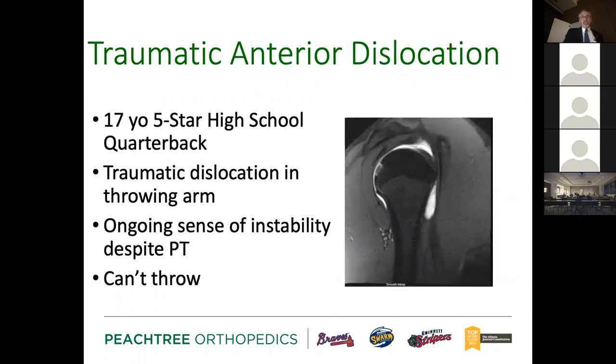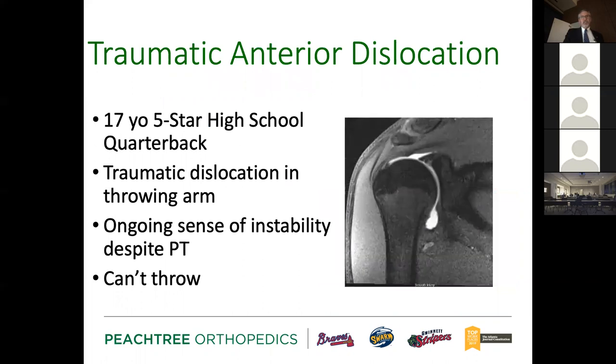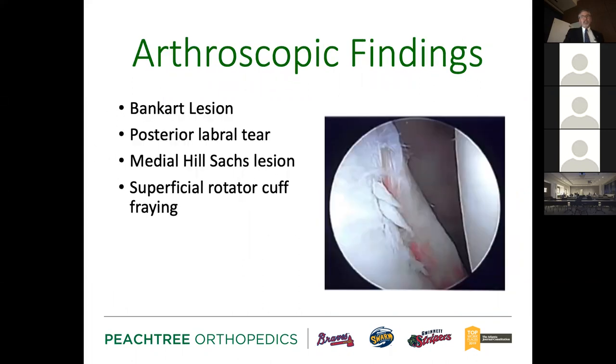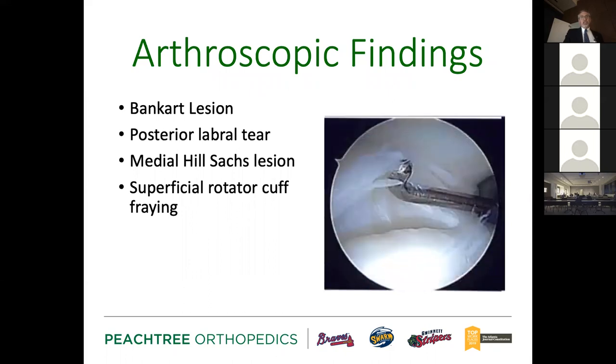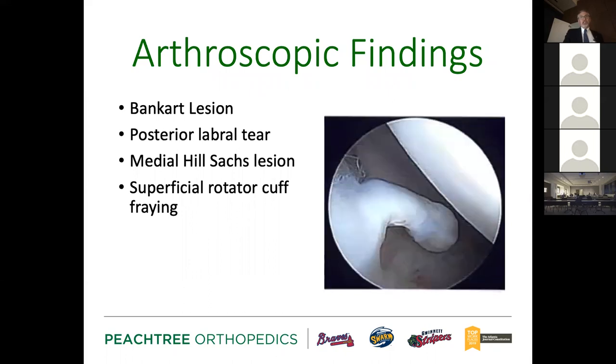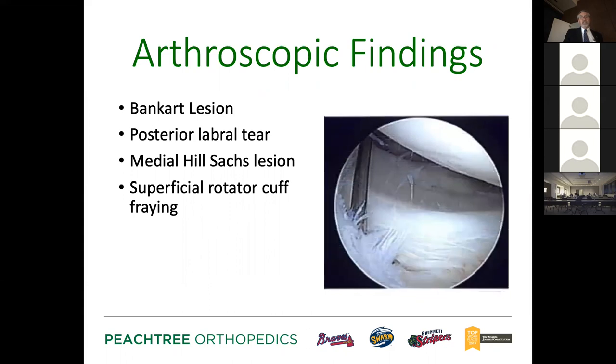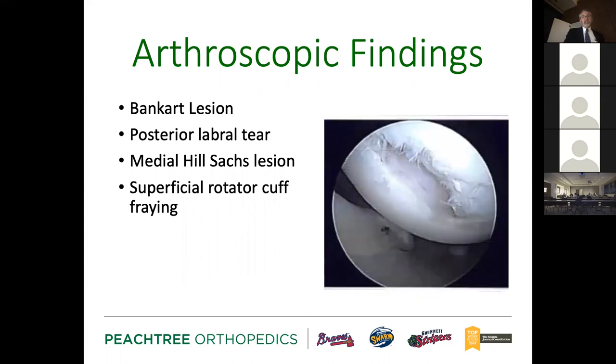Did poorly. You see, he's got that indentation in his humeral head there. Again, patulous capsule, and this is what we found at the time of surgery. So he's got a Bankart lesion. Superior labrum, sort of meniscoid, but okay. Again, tear there, tear in the back as well. So very similar to the last case that we did.